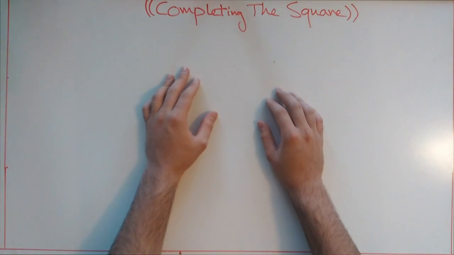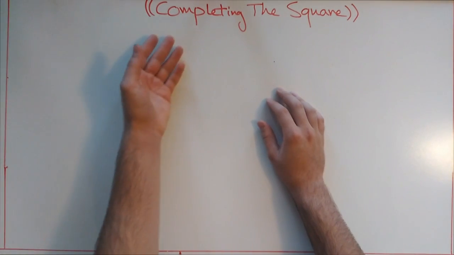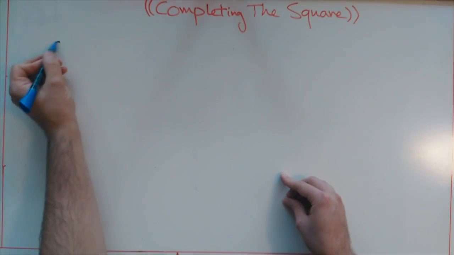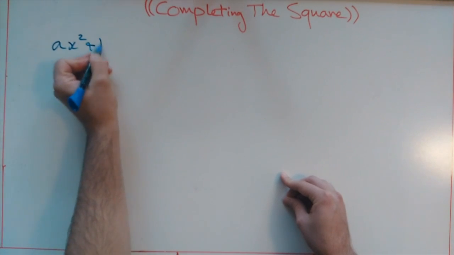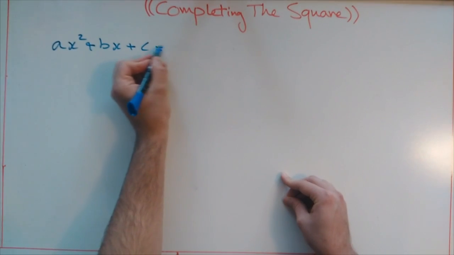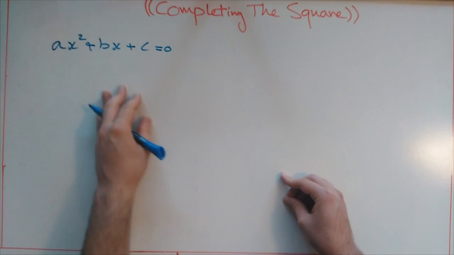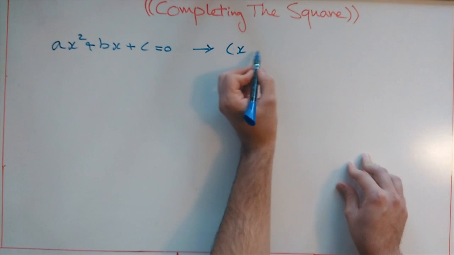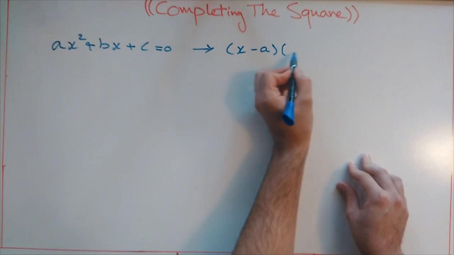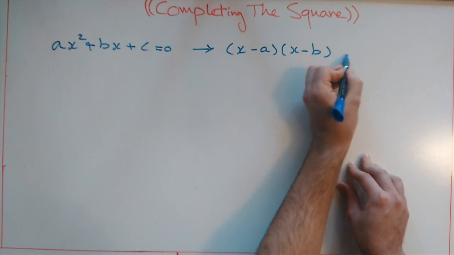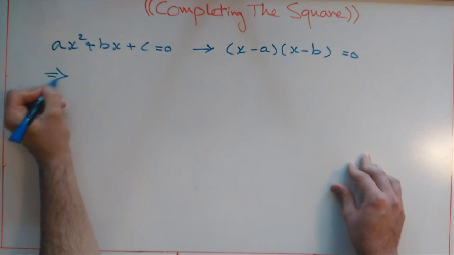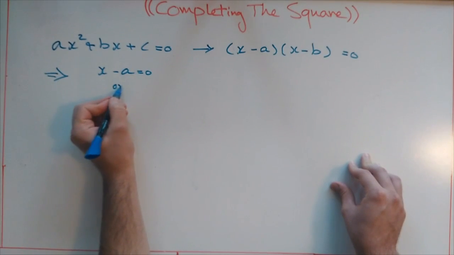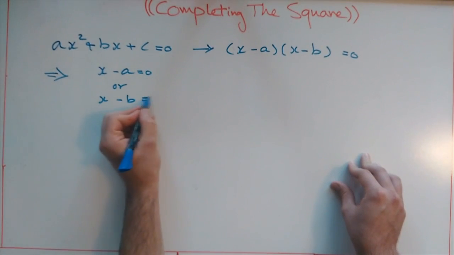Today we're going to learn about solving quadratic equations by completing the square. In the last episode, we learned that we can solve a quadratic equation using the null factor law. Null factor law was basically changing the standard form into the form of brackets x minus a, brackets x minus b equals 0. And then we said that either x minus a equals 0 or x minus b equals 0.